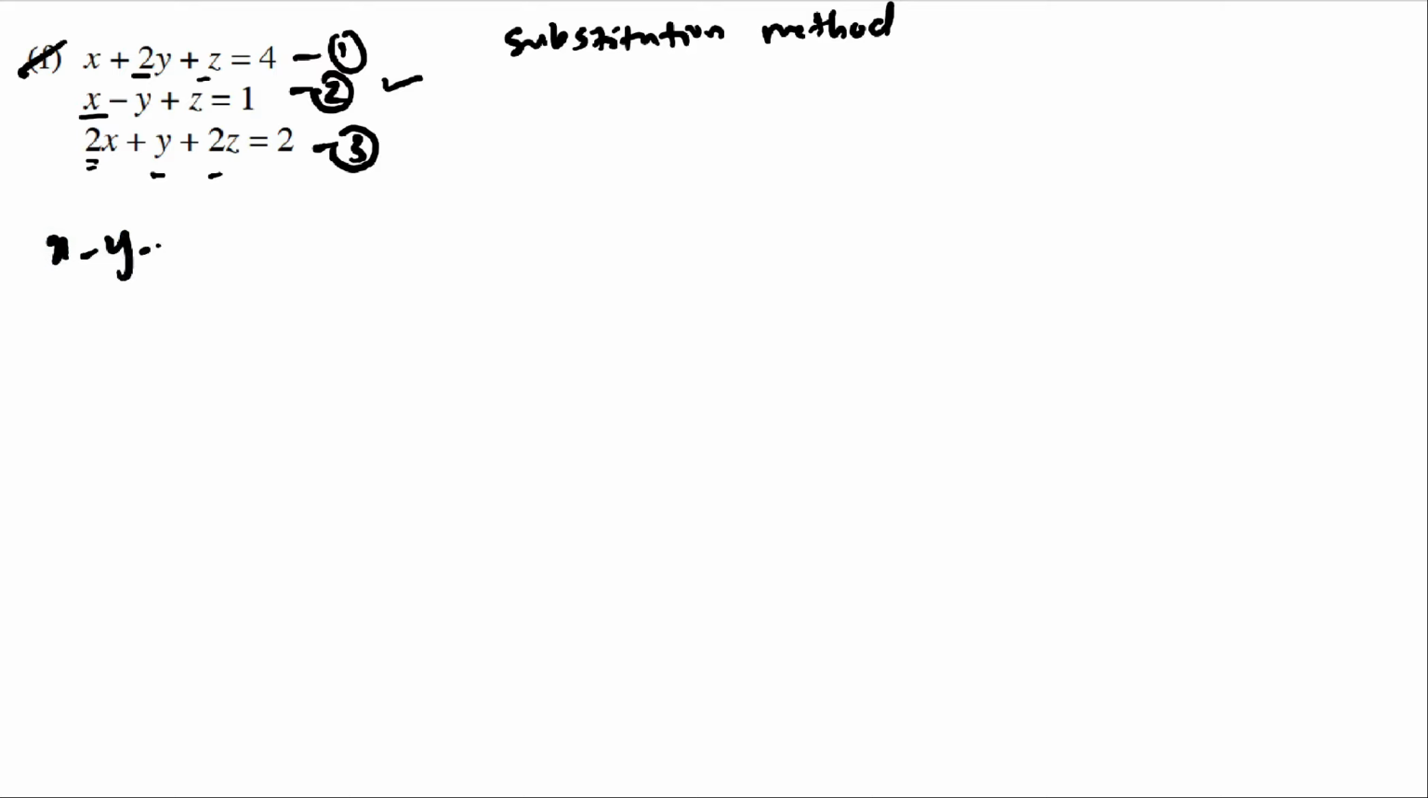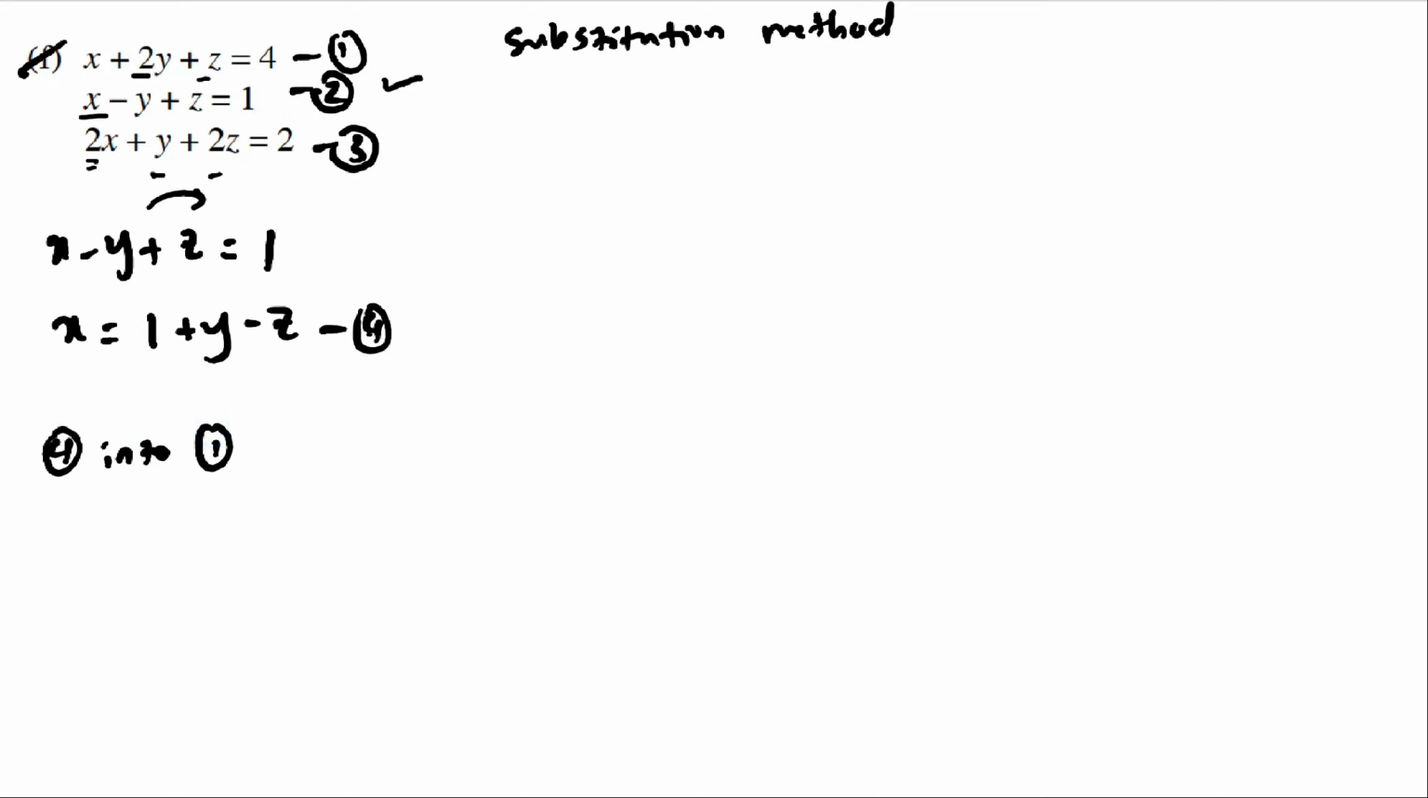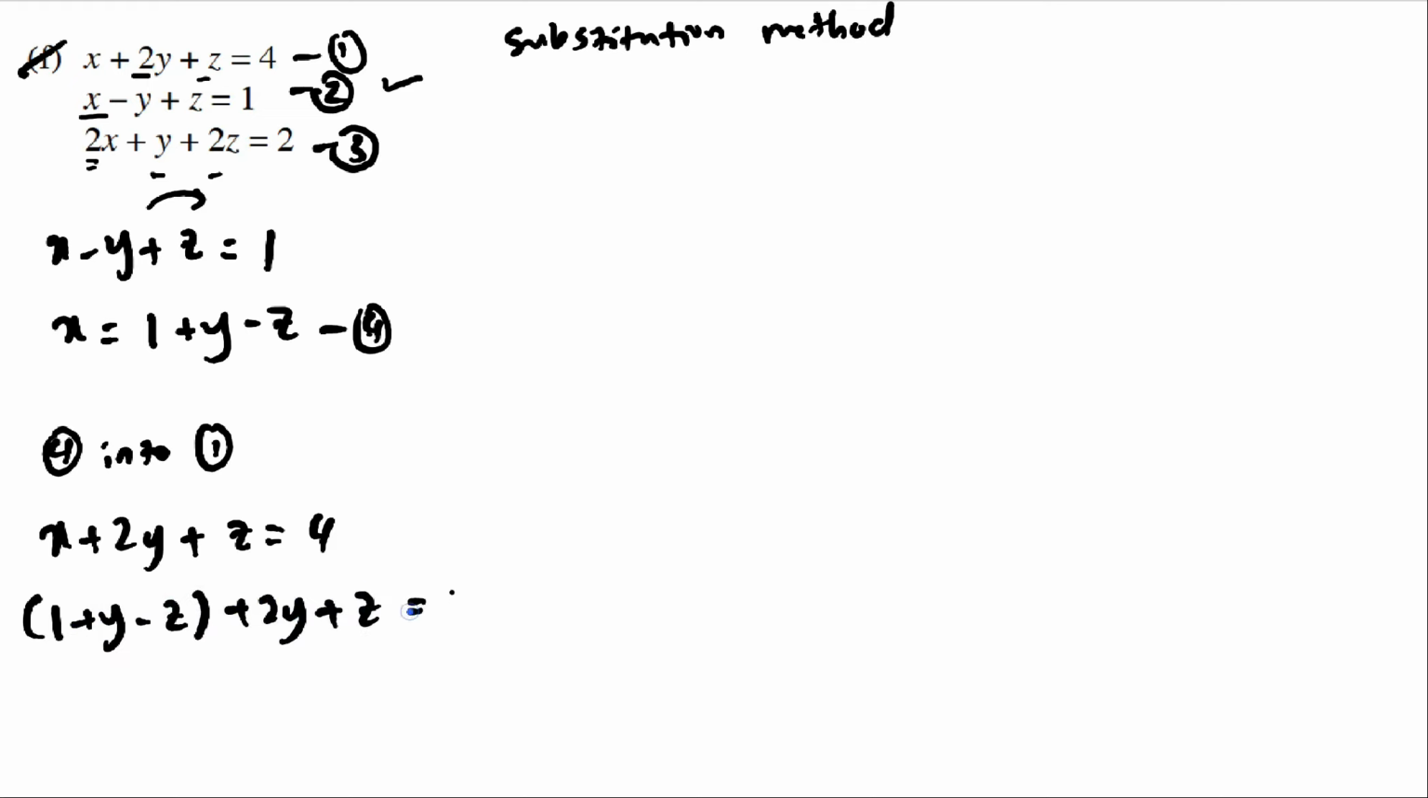Okay, x minus y plus z is equal to 1. So I want to substitute x. x is equal to 1, negative y, when it enters the other side, becomes positive y, and positive z becomes negative z. This is 4. Now we are going to substitute 4 inside 1 and 3. So 4 into 1. First equation, x plus 2y plus z is equal to 4. x is this one, right? 1 plus y minus z plus 2y plus z is equal to 4.